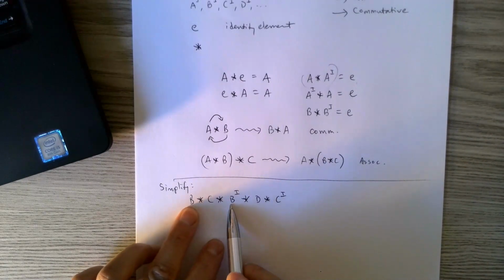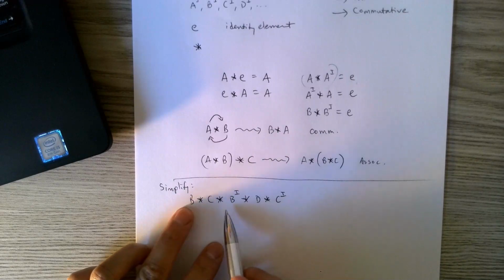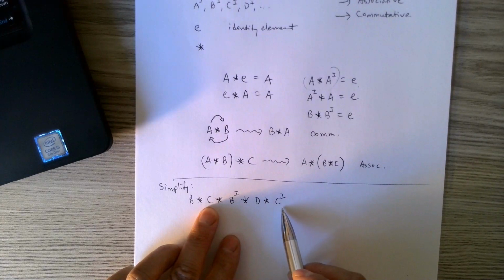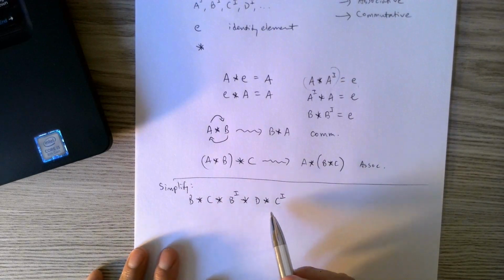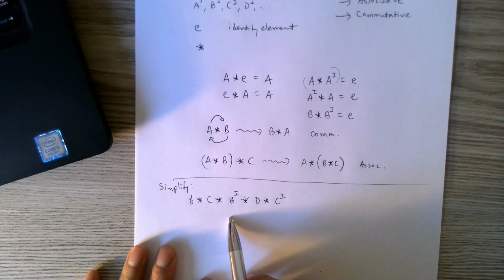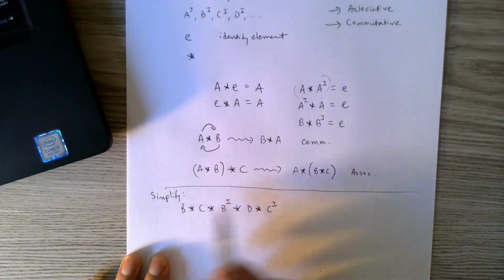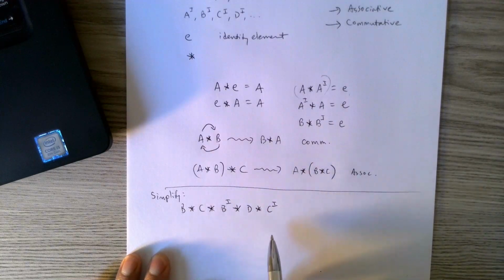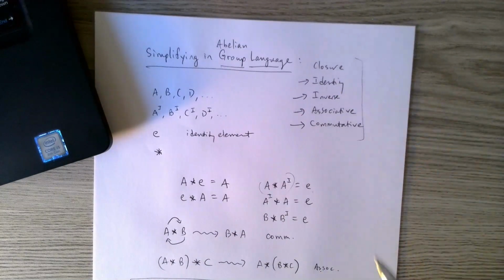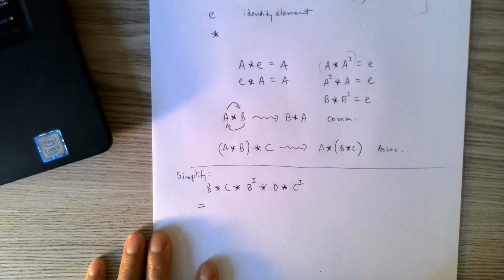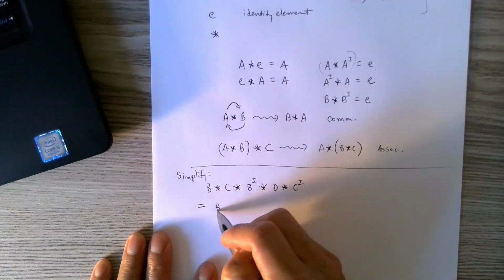But this B and B inverse are not next to each other, so they cannot interact at the moment. And the same with the C and the C inverse. They cannot interact at this moment. They must be next to each other. So I can accomplish that by using commutative property. I can change the order, right? Because this is group language. I'm in a group, so I can use any of these 5 properties. So I'm going to use in my first step commutative property. So I change the order.